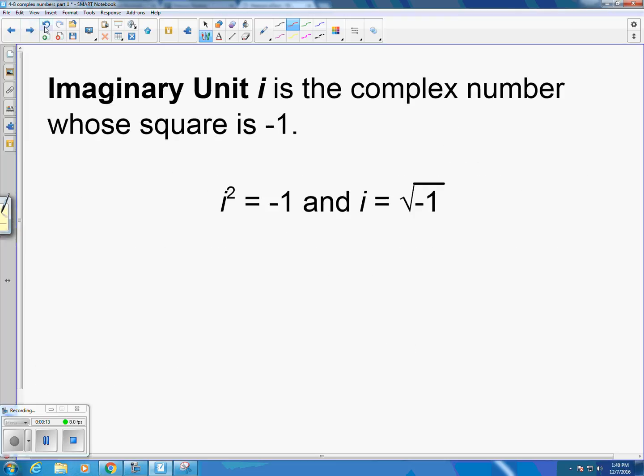An imaginary unit i is the complex number whose square is -1, which means i squared is equal to -1, and i is equal to the square root of -1.